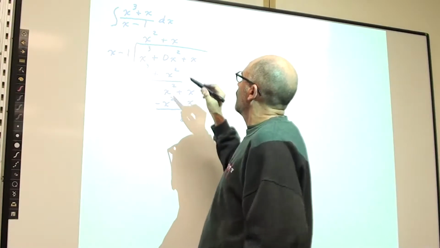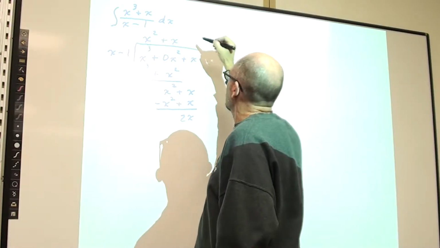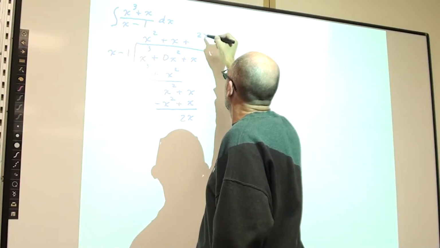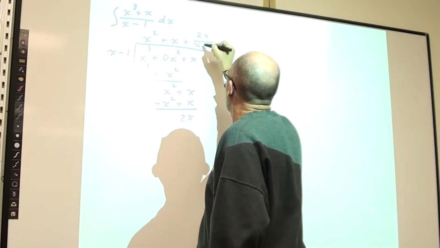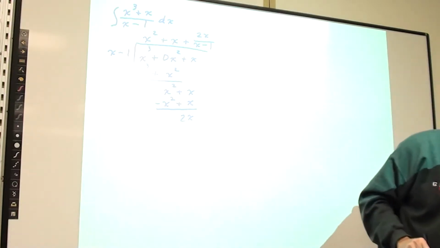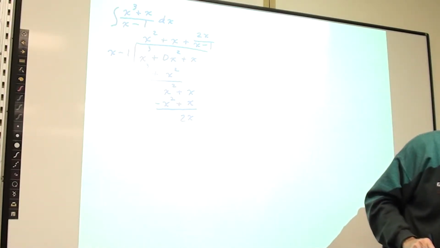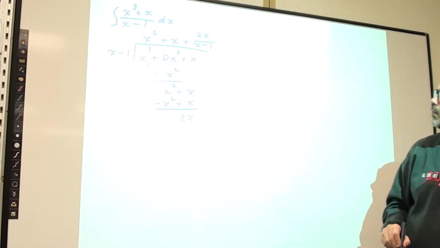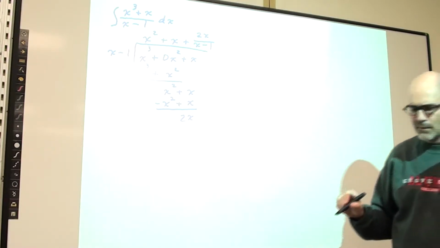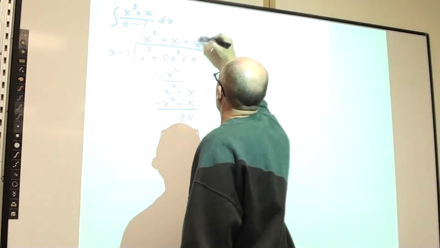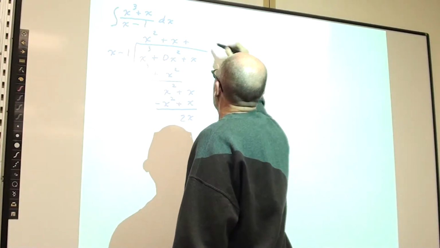So now we go x squared plus x plus 2x over x minus 1. Rats. We don't do that yet. Okay, cut, take 2. We don't have a remainder of 2x.